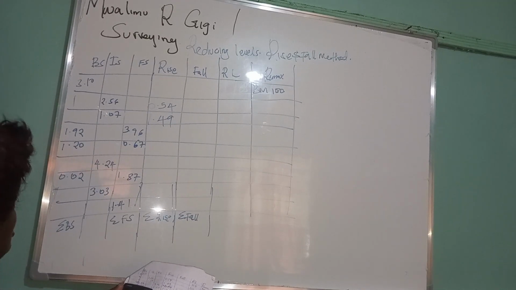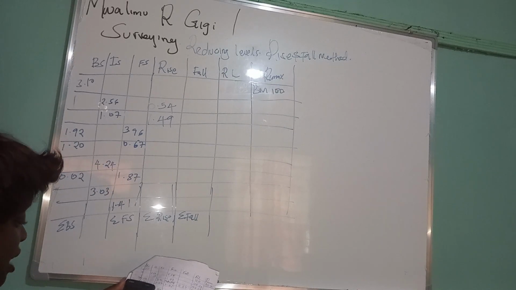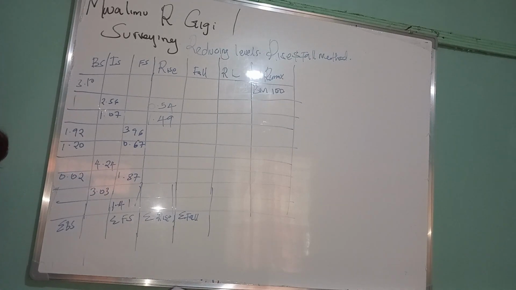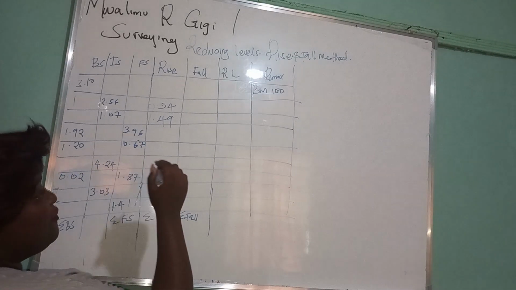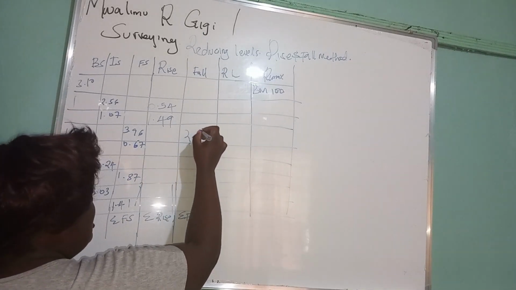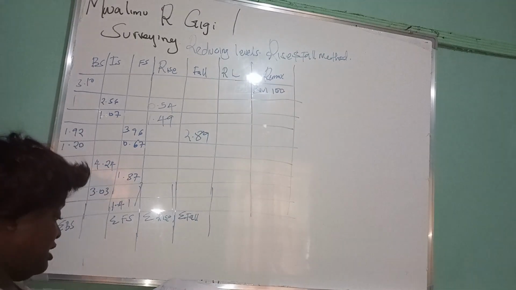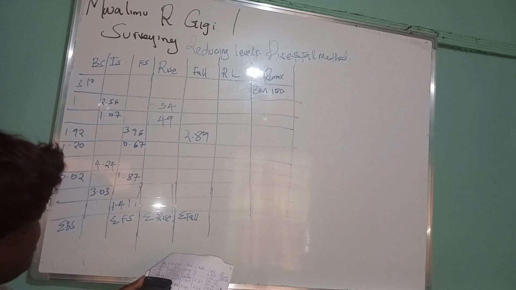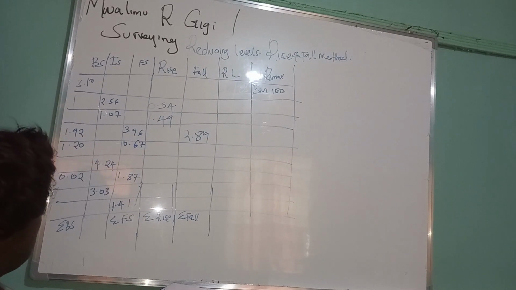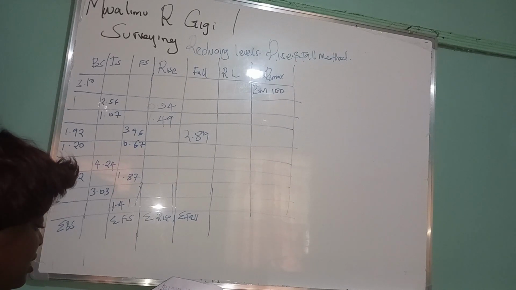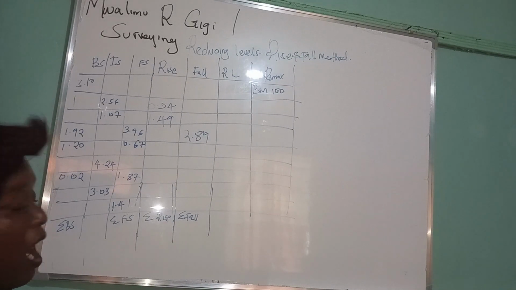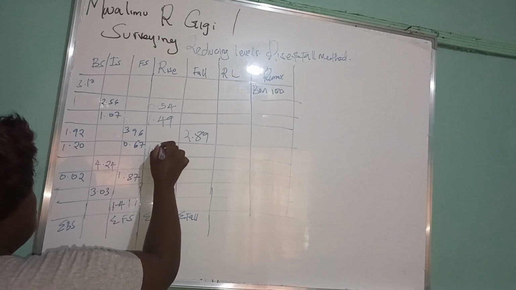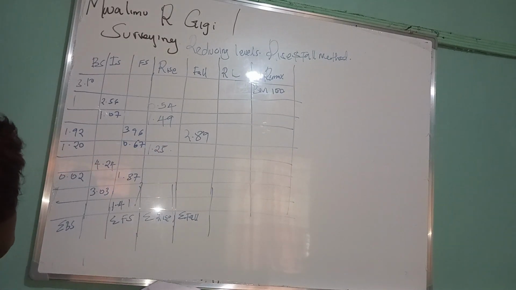So 1.07 minus 3.96. So it is negative 2.89. So it is a fall of 2.89. So we go to next. The next point is 1.92 minus 0.67. It is 1.25, it is a rise of 1.25. So we go to next.